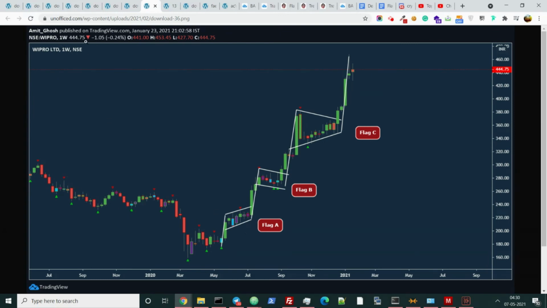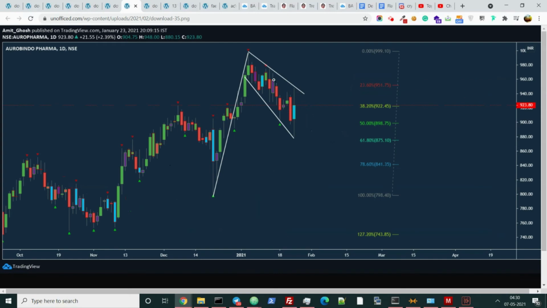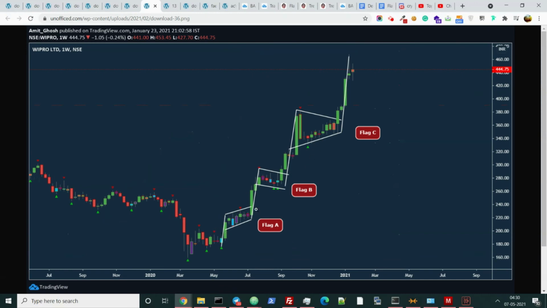See, this is the Wipro chart, this is weekly, and you can see that it is making a flag and it is moving upside. The reason I am showing you this flag is that in auto pharma you can see the flag is moving toward the downside. In this flag you can see the flag A is moving like this upside, this flag is moving downside, and this flag is actually converging. So there is no study that says if the flag moves upside, downside or converges, it will then move upside or downside like that.